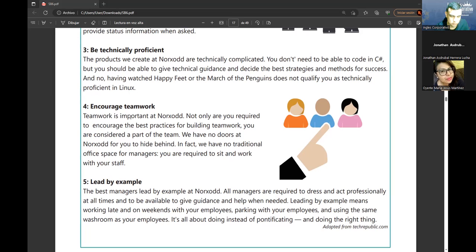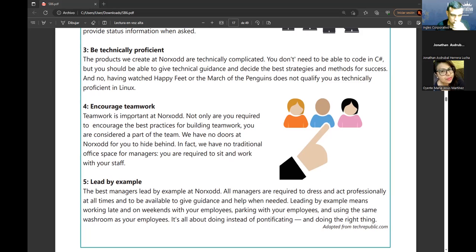O sea que no solo basta con dar una opinión. Eso es lo que yo pienso. ¿Usted qué opina? Es lógico. Yo le puse como false. Es lógico, Mary. Ok, pasamos a la 4 entonces. Dígale usted. Ese lo puse como true. Dice, encouraging teamwork is as important as being part of the team.